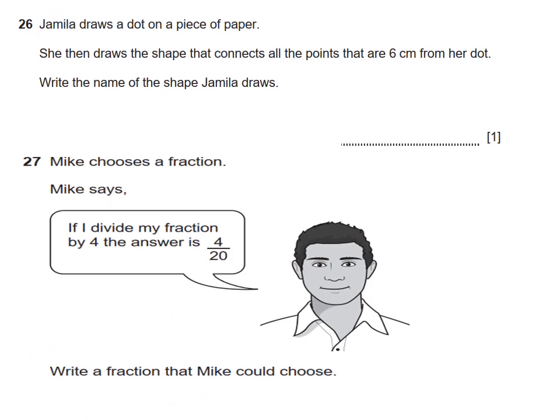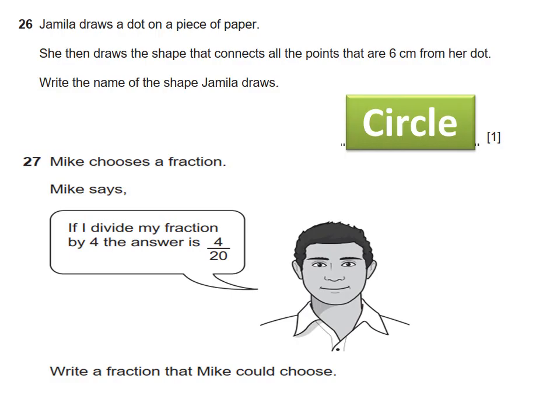Jamila draws a dot on a piece of paper. She then draws the shape that connects all the points that are 6 cm from her dot. So when I have a dot and I draw a line with 6 centimeters, this could be a radius, and the connected dots will be a circle.